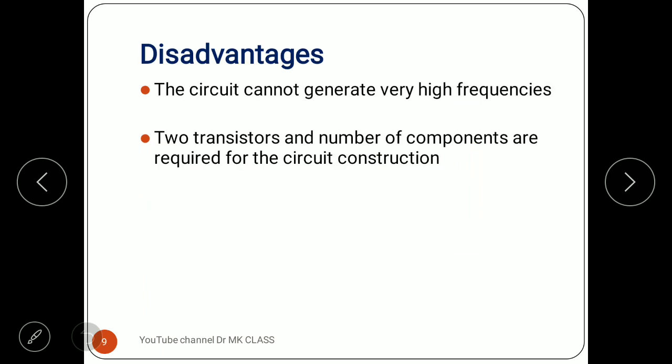Now the disadvantages: the circuit cannot generate a high frequency. As you know, it uses only R and C, so high frequency is not possible to generate. Two resistances and a number of components are required for this circuit, meaning two stages of amplifier are used for the construction of the Wien bridge oscillator. So one extra amplifier is required, but it will give good stability.